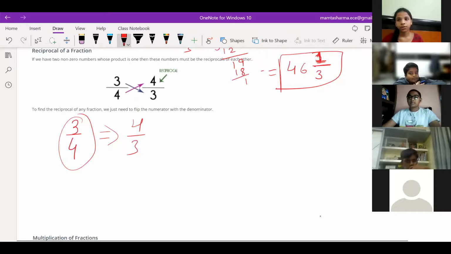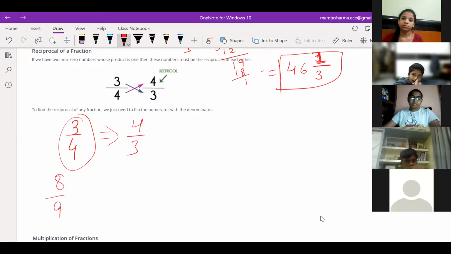Okay. What will be the reciprocal of 8 by 9? Ma'am, 9 by 8. Okay. What would be the reciprocal of 0 by 1? Ma'am, 1 by 0. No, ma'am, zero is not only a fraction. One is the answer.